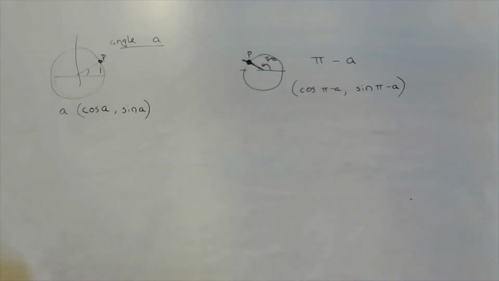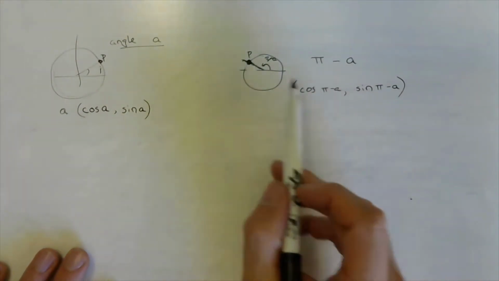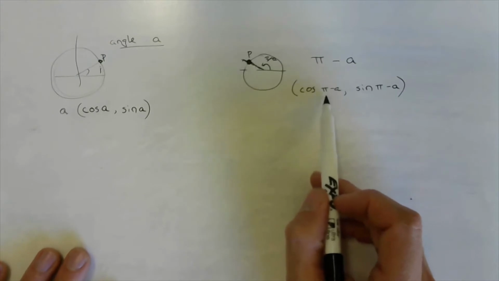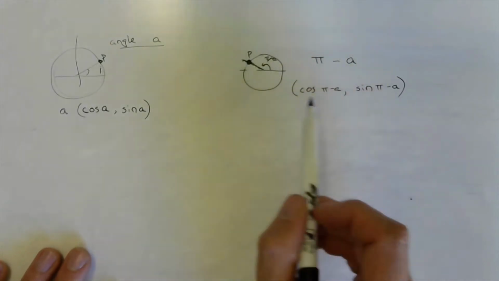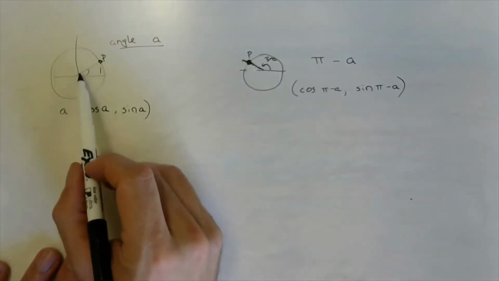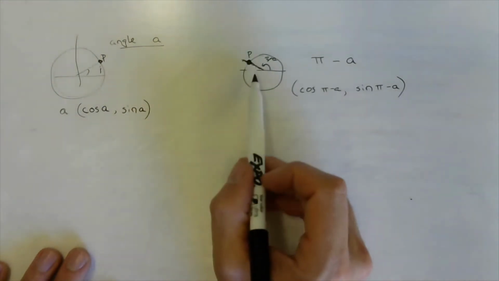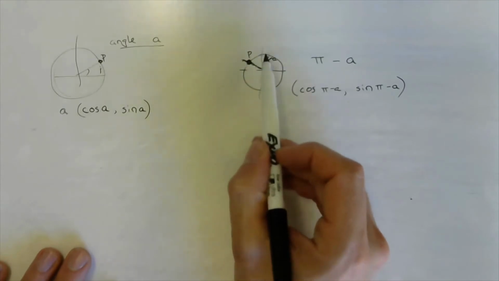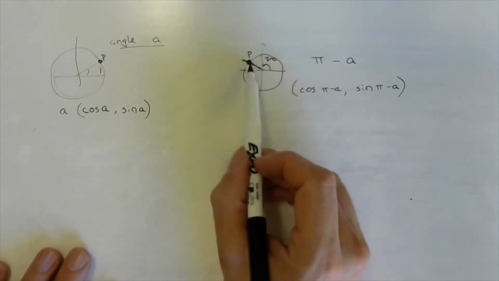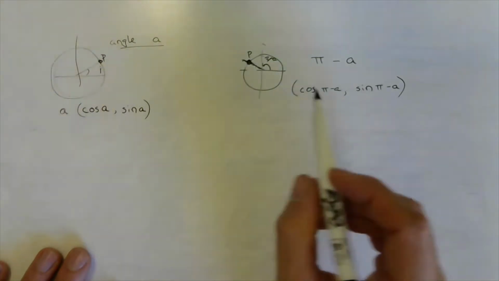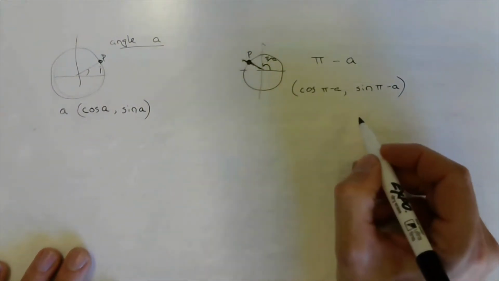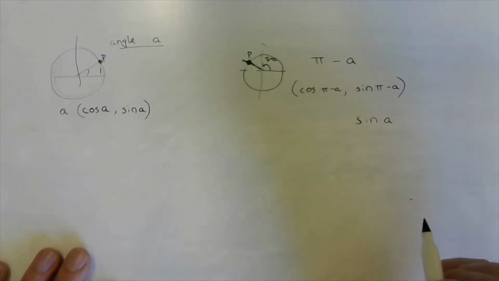But there is another way that we can name this angle, by coordinates that are equivalent to cos of pi minus a and sine of pi minus a, if we relate it back to this angle here. So what would you say about the y coordinate? How do they relate, this point and this point? Well, the y coordinate is the same. So the sine of pi minus a is actually the same as the sine of a.